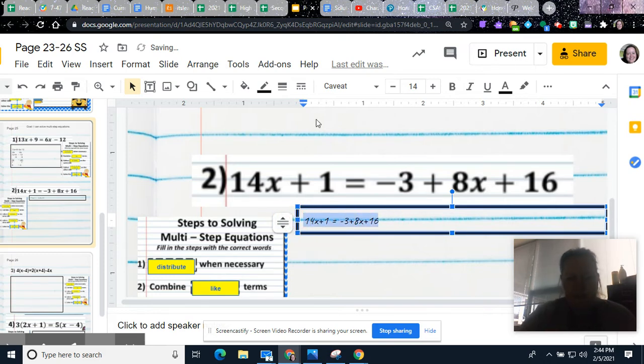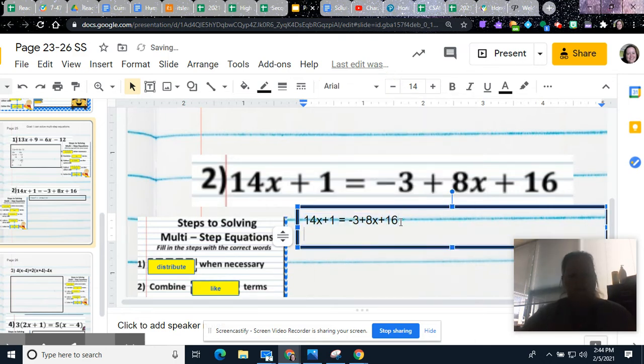Again, if you don't like the font when you type, Arial's my favorite. Use whatever that you can read.